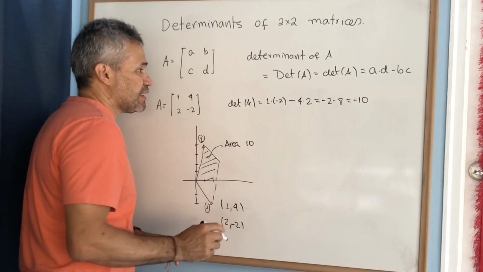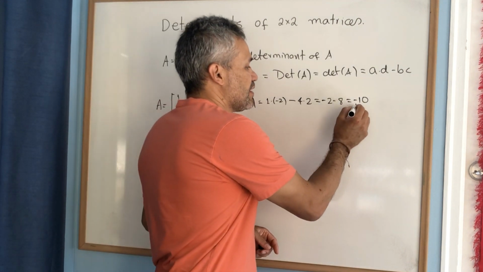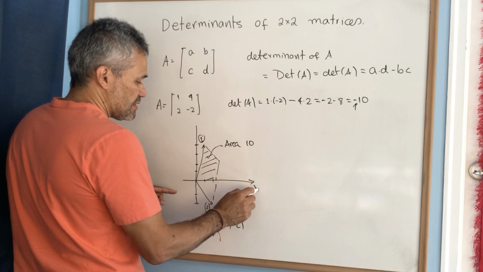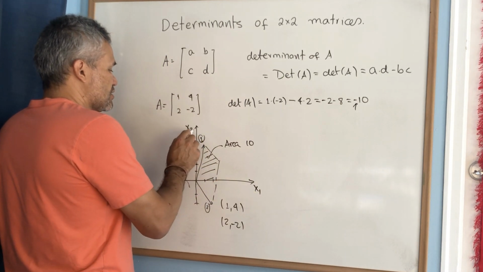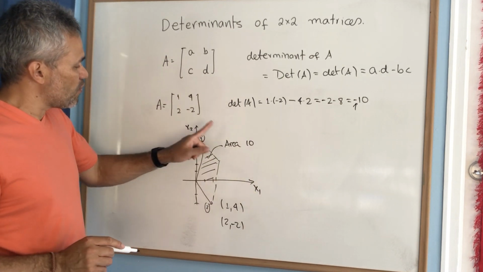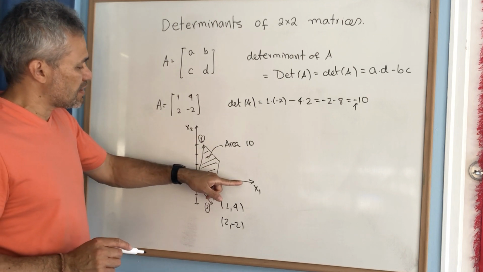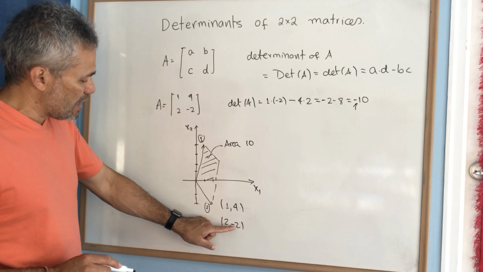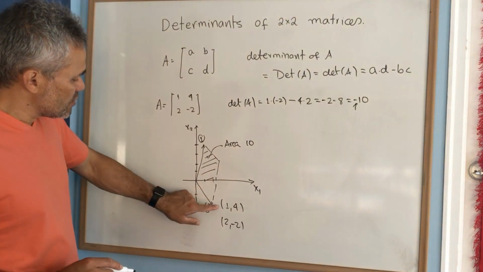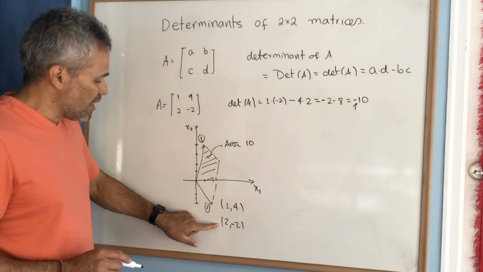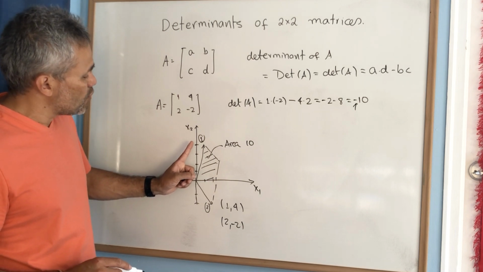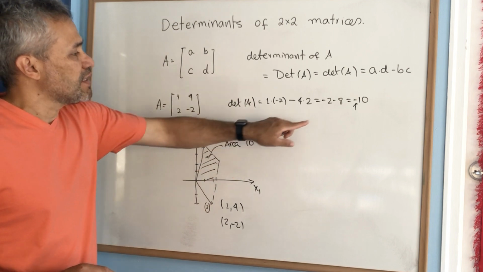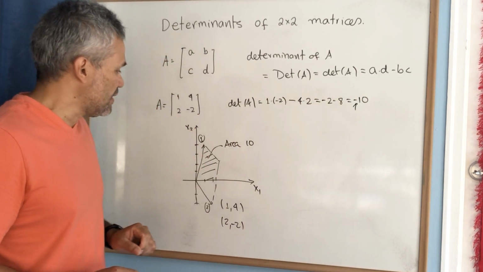Area is 10. And the reason for the negative is because if you consider this is x1 and this is x2, then the direction from x1 to x2 is counterclockwise. But here, when you consider these vectors 1, 4 and 2, negative 2, if you consider this to be the first vector and this the second, you see that to go from the first vector to the second, you go clockwise. Then here you have a negative 10.